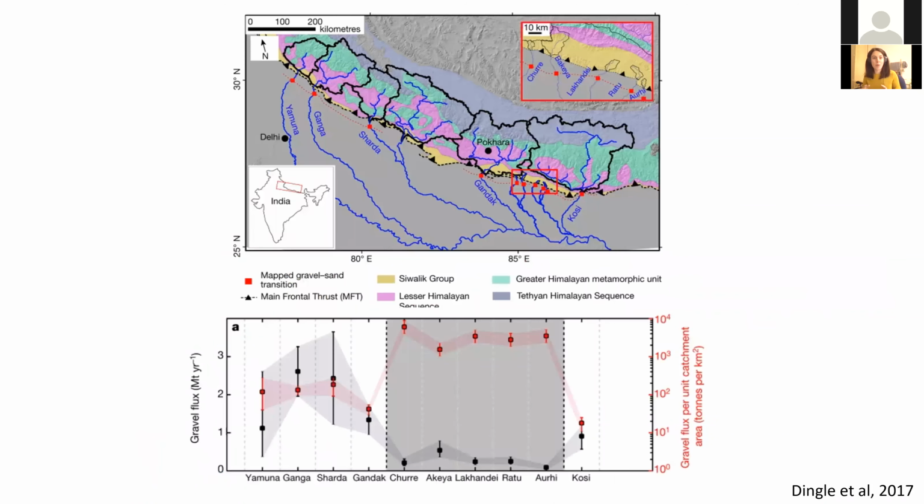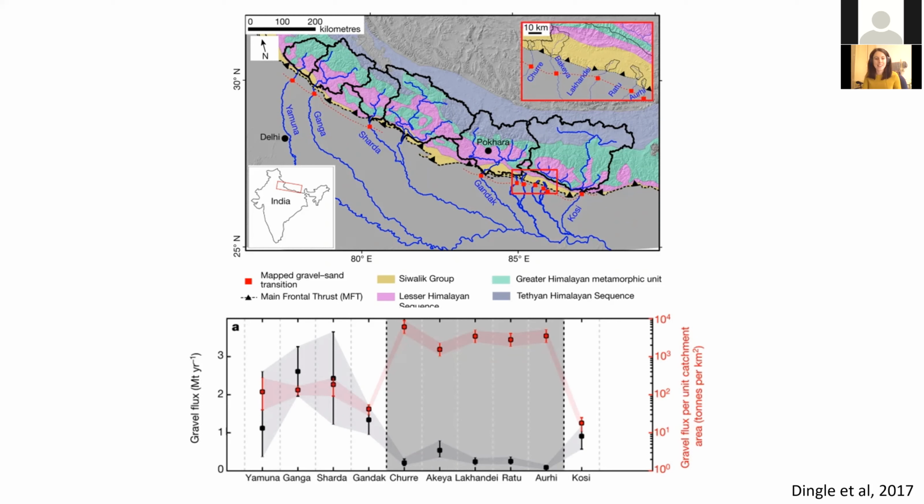And then, when we're looking at the coarse bedload flux at the mountains, a couple of studies have had a look at quantifying this, and one was by Lizzie Dingle, who's also a former PhD student at the University of Edinburgh. She measured the volumes of sediment trapped between the mountain front and the gravel to sand transition and converted it into a gravel flux.